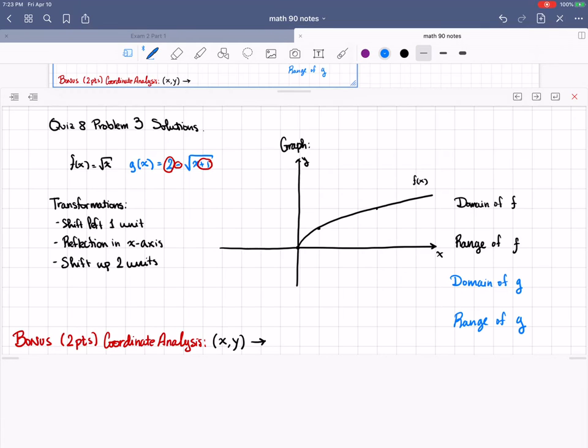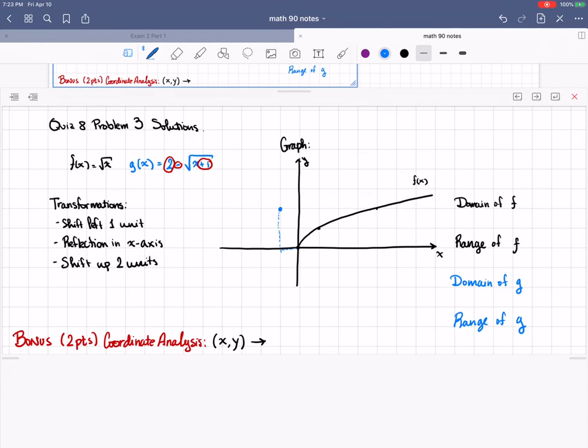So how do we get to every single point? We're going to take every point and shift it left 1 unit. I'm going to do it point by point. So 0, 0 is going to get shifted left 1 unit. Nothing happens when that's reflected in the x-axis because it's still on the x-axis. And then it's going to get shifted up 2 units. So the origin gets transformed to this point there, negative 1, 2.